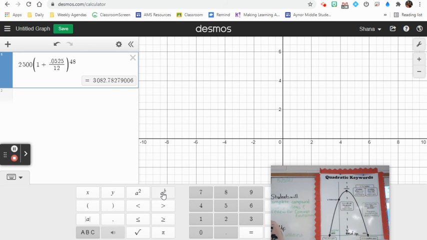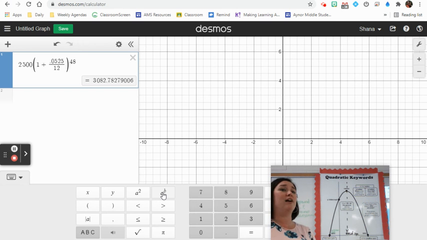Anyways, so our answer here is now this person has $3,082. And since it's money, how many places should we round to? 2 decimal places, because money comes in cents, and that is 2 decimal places. So $3,082.78 is how much this person would have now if the bank would really give them this interest rate.